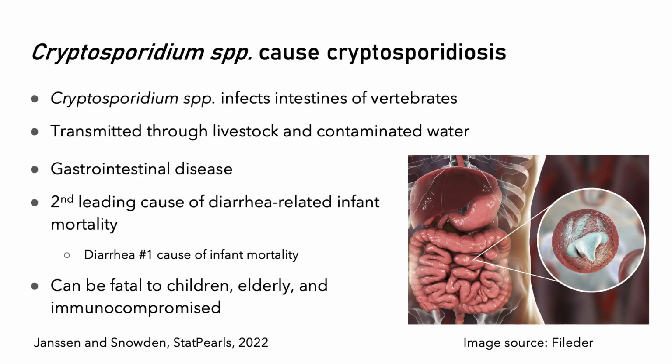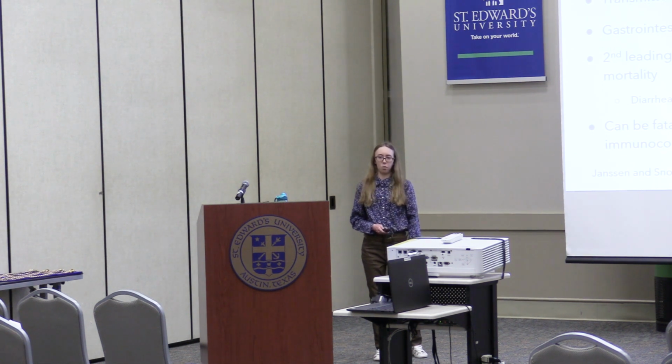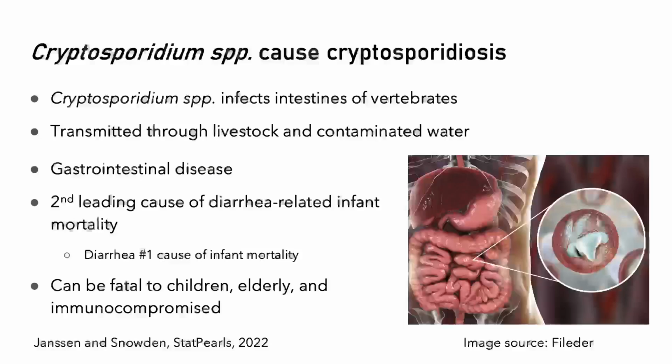And so what this does is it infects the intestines of vertebrates. Usually for humans, this means contact with some kinds of livestock or contaminated water, and that's how they get the disease. It's gastrointestinal, and it is actually the second leading cause of diarrhea-related infant mortality in the world. And it can be fatal to children, elderly, and immunocompromised people.